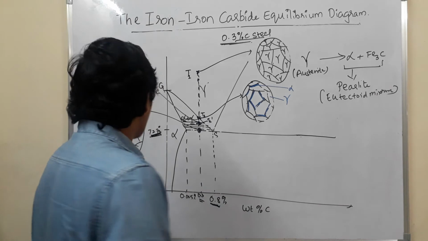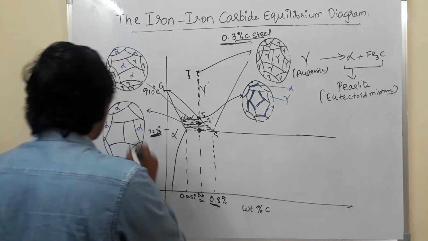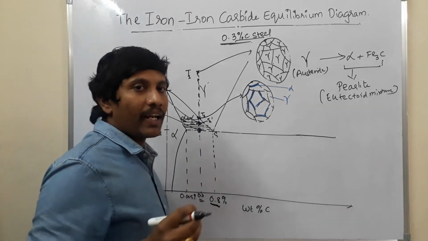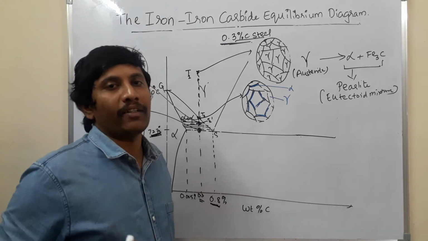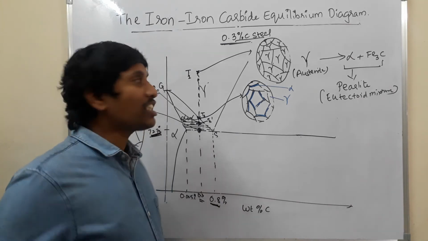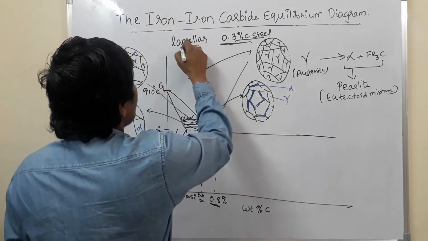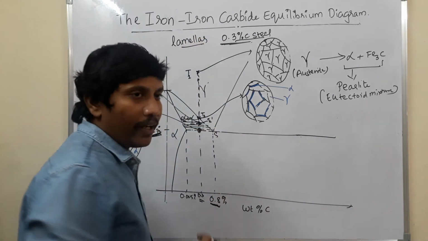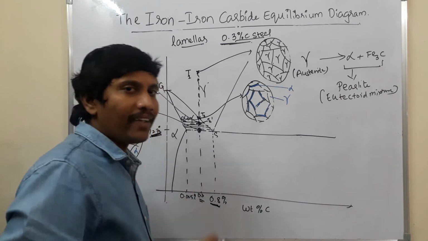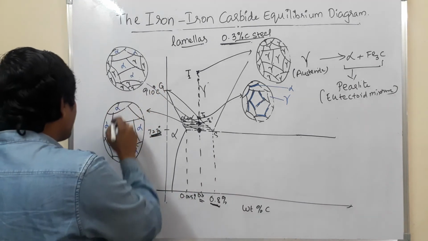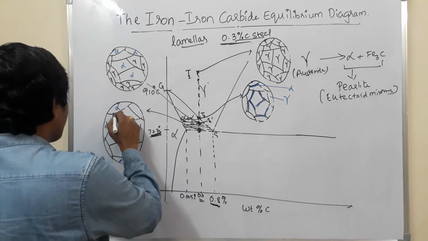And the rest of the portion is pearlite. The shape of the pearlite is like your fingerprint shape. Lamellar shape. The shape of the pearlite is lamellar. So it is a matrix of ferrite and cementite. Pearlite is a matrix of ferrite and cementite.